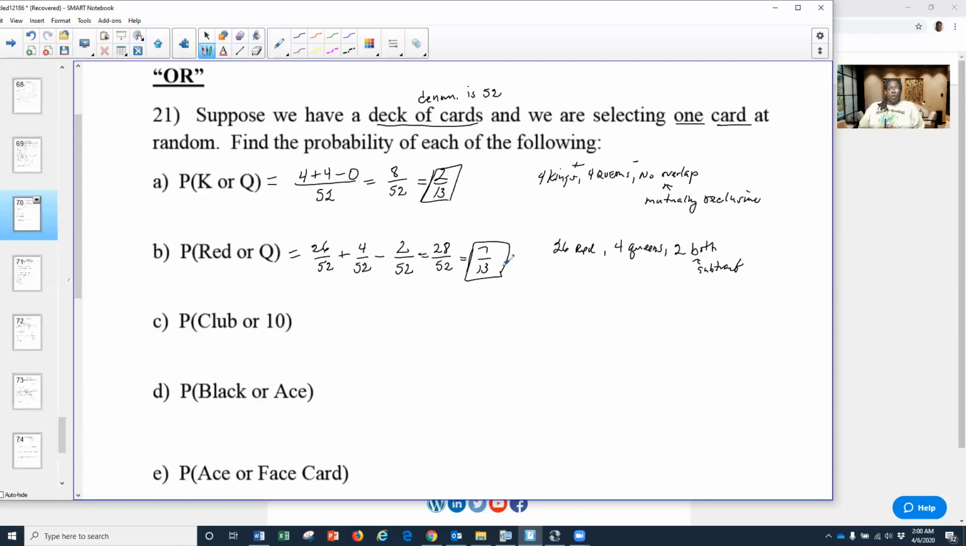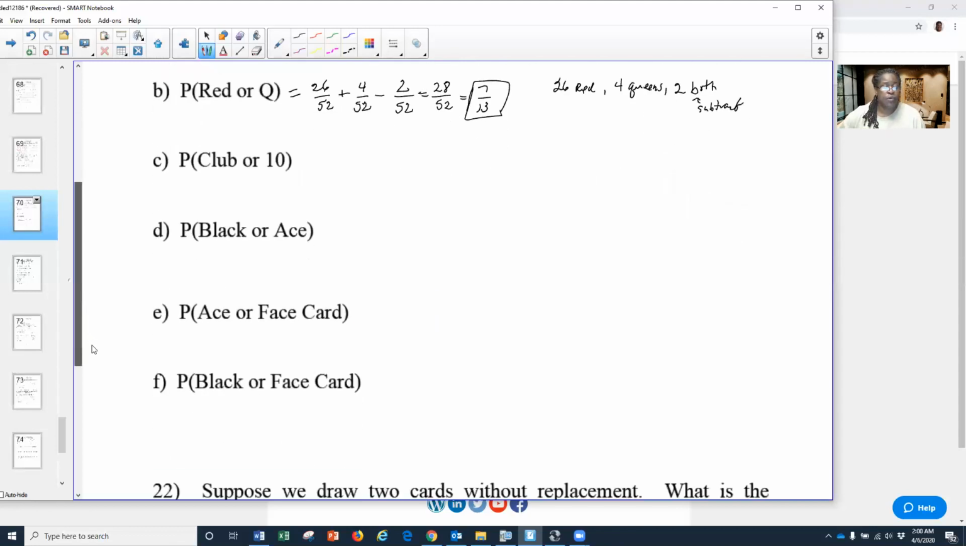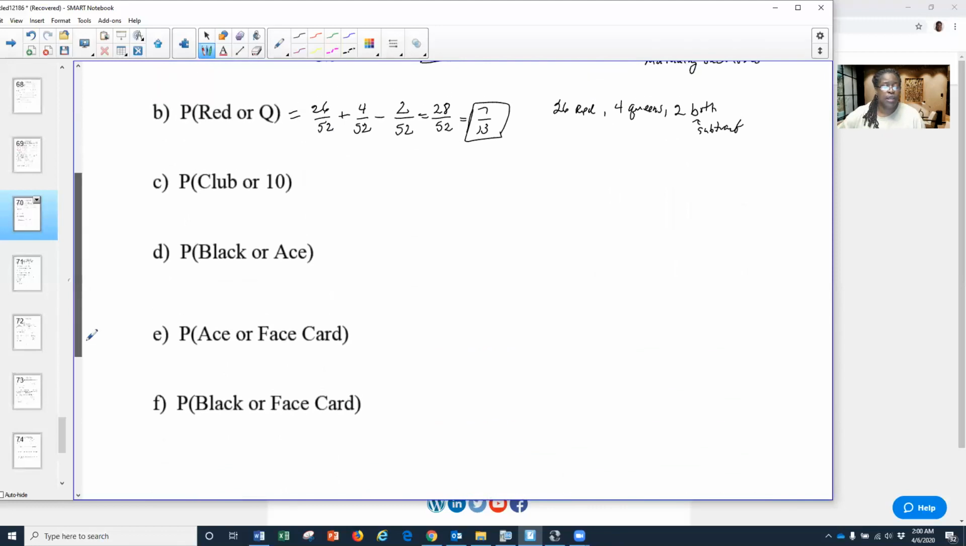So with OR, we're adding up the probabilities and subtracting the overlap. With AND, we're multiplying the probabilities. Okay? You can pause the video here now and try these next 4. And then we can come back and we'll check our answers together. Okay? All right, here we go.